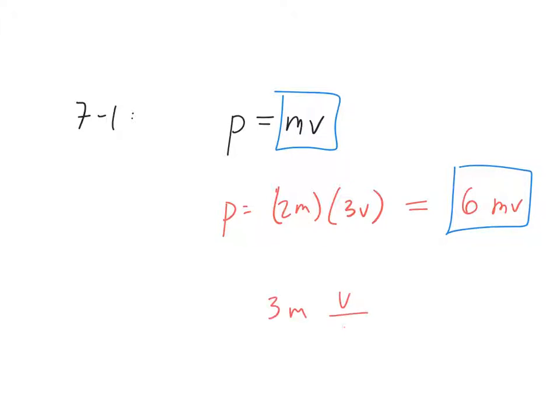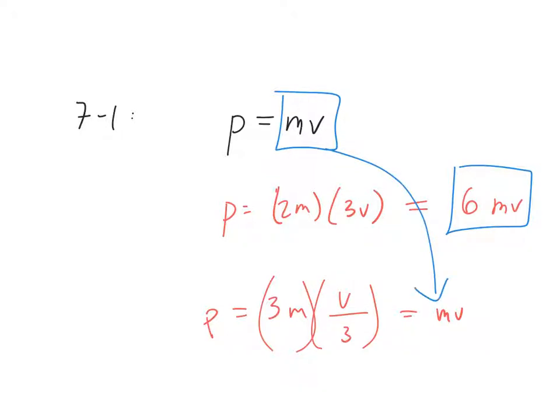If I triple the mass and cut the velocity in 3, what's going to happen? Those cancel, you get back to MV. So there'd be no effect on the answer from here to here. That's a different scenario, depending on what that is. So we understand that these two things are directly related to the momentum itself.